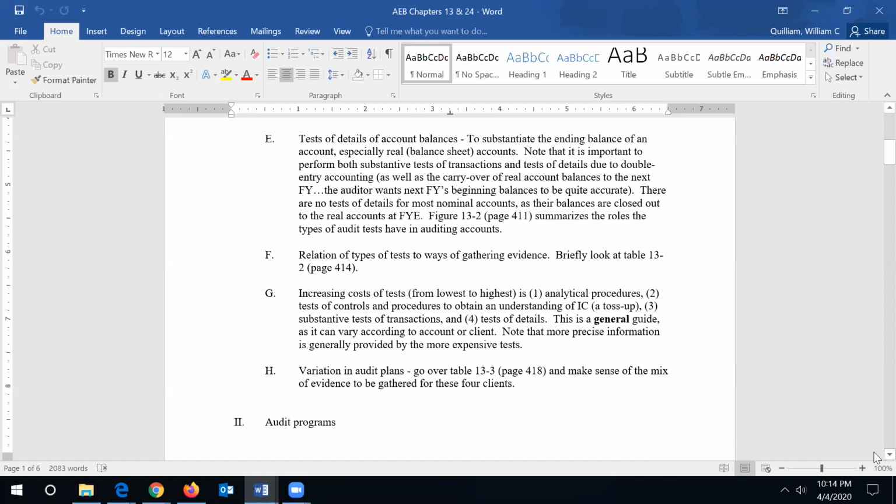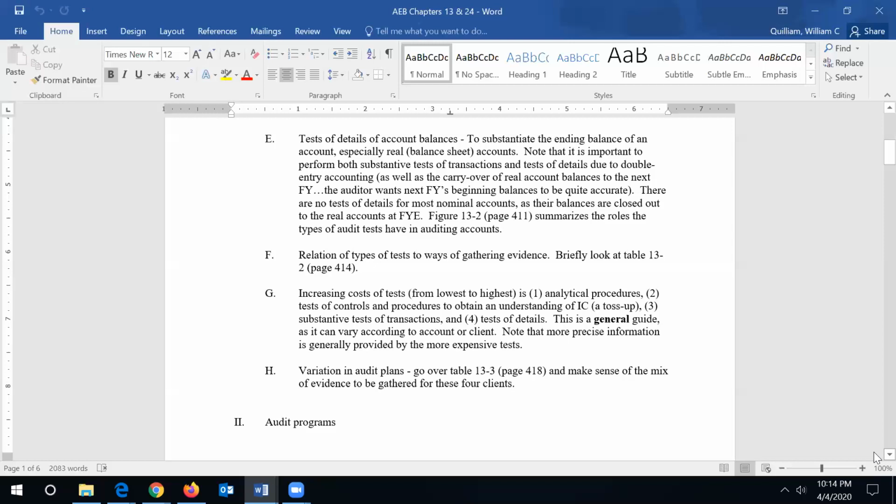And why is it more expensive in most areas? Tests of details. So we try to save those until the end, hoping that we save on those, not having to do as many, because of good results from the other audit tests, which we usually do before tests of details. And that's a general guide, can vary according to account or client. And we can note the more precise information is generally provided by the more expensive tests. Tests of details give us very precise, accurate information, but they do cost. So shall we say we get what we pay for?